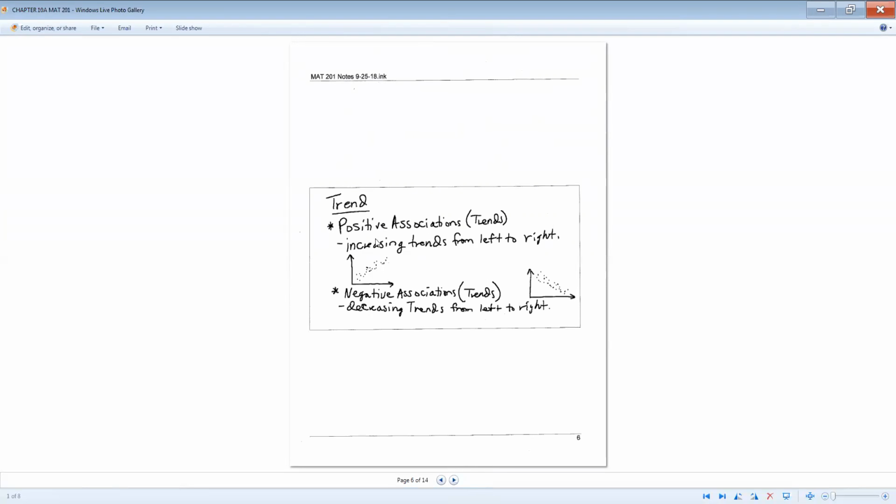Your trend. We look at first positive associations or positive trends. This is increasing trends from left to right. So if you read your data going from left to right, if it goes up, it's a positive association. Negative associations, they decrease going from left to right, so they go down.